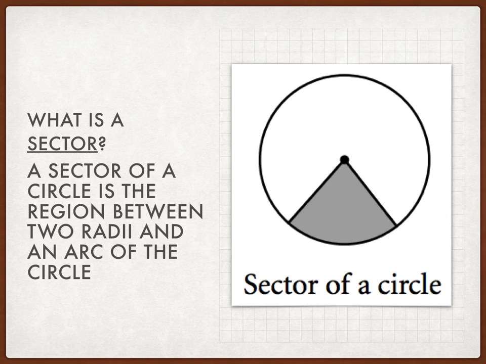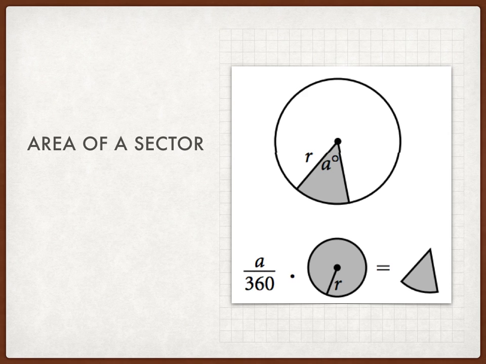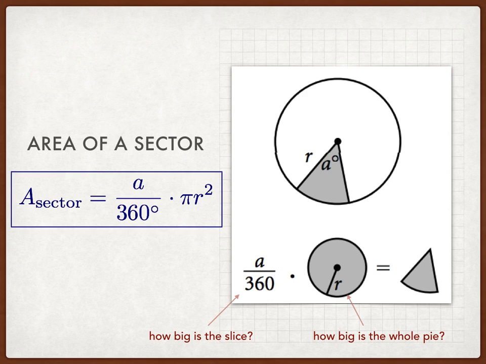I like to think of a sector as a piece of pie or a wedge of pizza or something like that. So how does one find the area of a sector? Well, first you see we've got a divided by 360. That tells you how big a slice you get. A divided by 360 is the fraction of the whole pizza that you get. And then times pi r squared is how big the whole pie is. So the area of a sector is a divided by 360, where a is the central angle, times pi r squared.